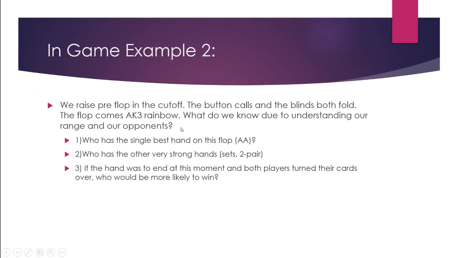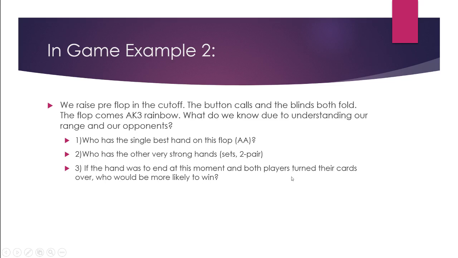Example 2. We raise pre-flop in the cutoff. The button calls and the blinds both fold. The flop comes ace-king-3 rainbow. What do we know due to understanding our range and our opponent's? Who has the best hand? Who has the other strong hands? And who is most likely to win at this moment if both players turn their cards over? So I'm going to pause again real quick. All right, so let's take a look at this one.